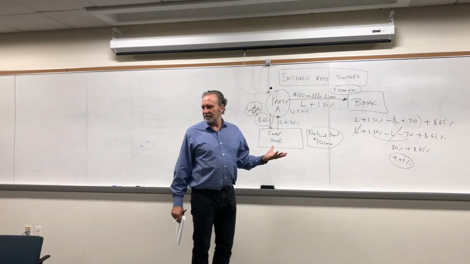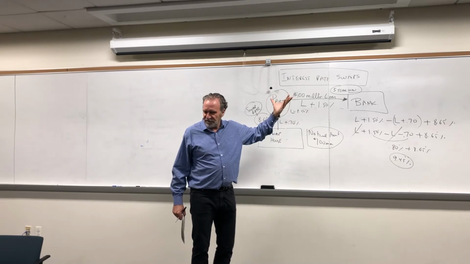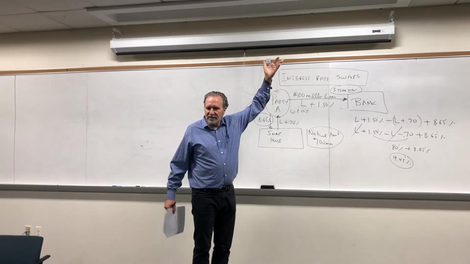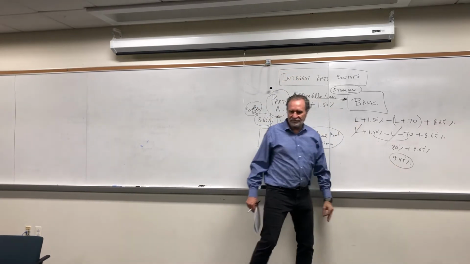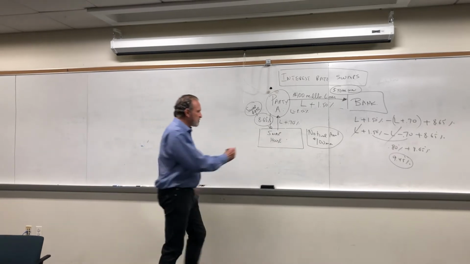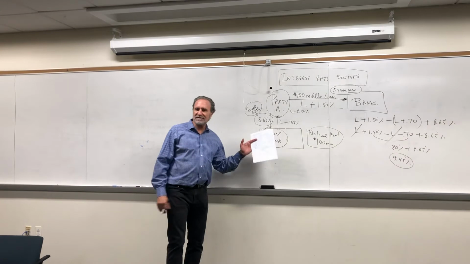Why would you want to pay 9? Well, these guys are worried. Maybe when the example was there, LIBOR was 5% or 6%. But they're worried LIBOR is going to shoot up to 8, 9, 10%. So they want to fix the 945. So that's one way of fixing it. Now, the swap house, they're not going to take that risk.